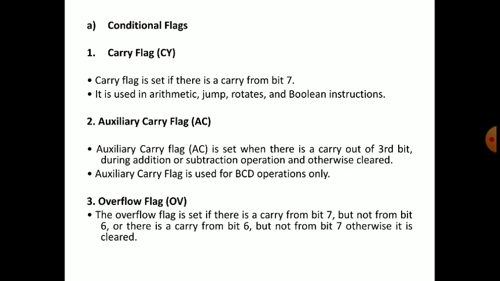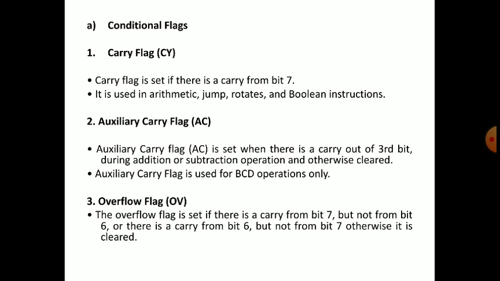So during the mathematical operations we will have a carry from the last bit, right? So if there is a carry from the 7th bit, then this carry flag will be set, that means it will become 1, otherwise it will be 0, reset. If there is no carry from bit 7, then the carry flag will be reset, that would mean the carry flag bit CY will be 0, and this carry flag can be used in the arithmetic, jump, rotate, and boolean instructions. We can see all these instructions in the second lesson.